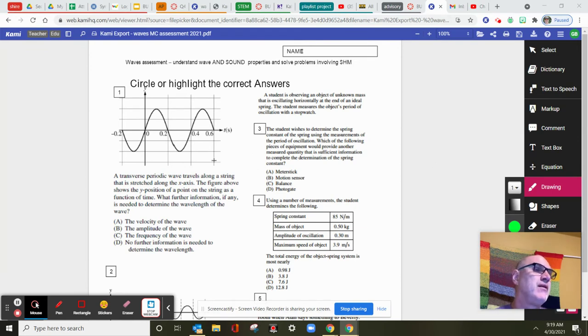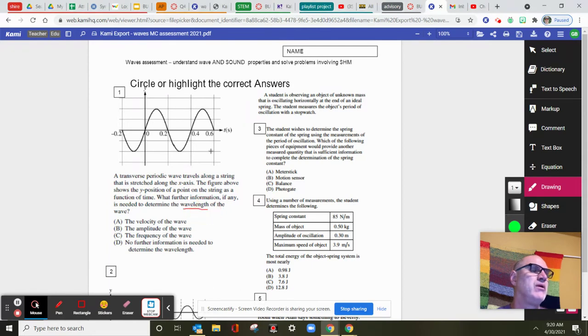It's a graph, and it's a transverse periodic wave on a string. It's stretched along the x-axis. The figure above shows the y position of a point on the string as a function of time. What further information, if any, is needed to determine the wavelength?